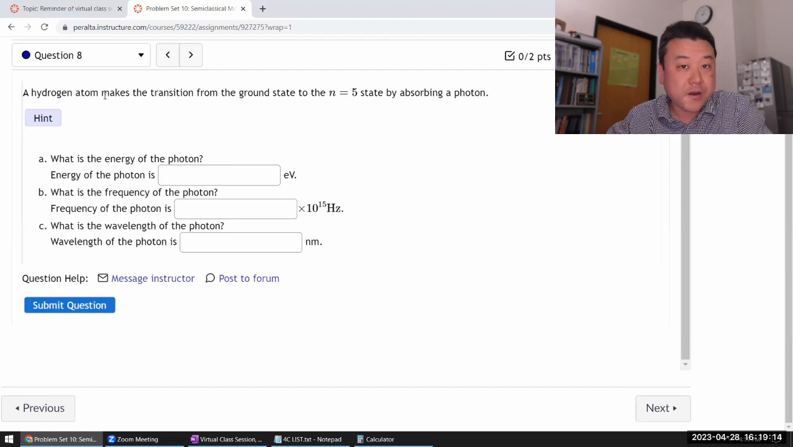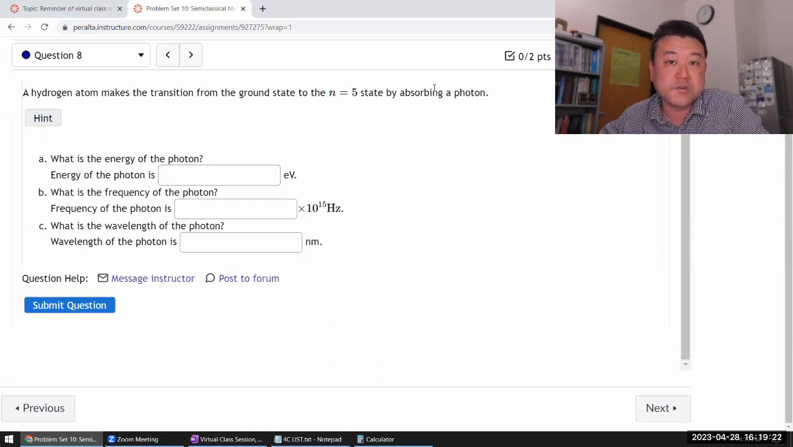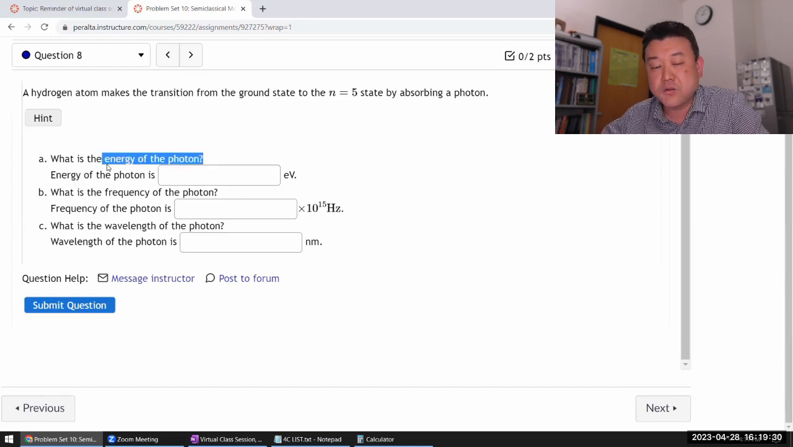It says a hydrogen atom makes the transition from the ground state to an excited state of n equals 5, and this number could change depending on the version of the question you have, by absorbing a photon. And the question asks, what is the energy of the photon? Because only the right amount of energy will allow you to make this transition.